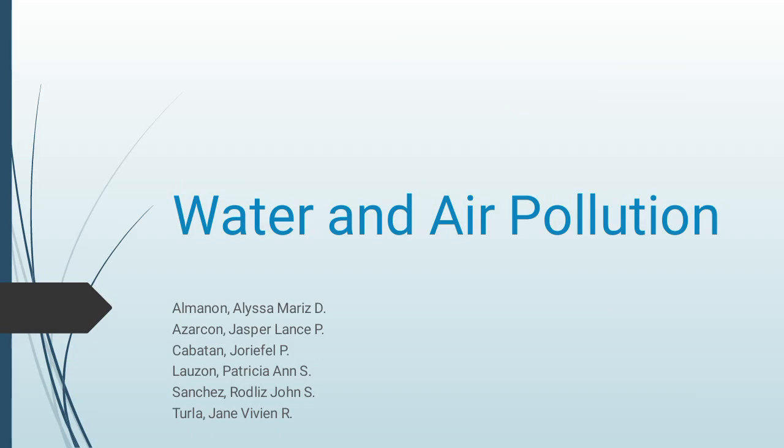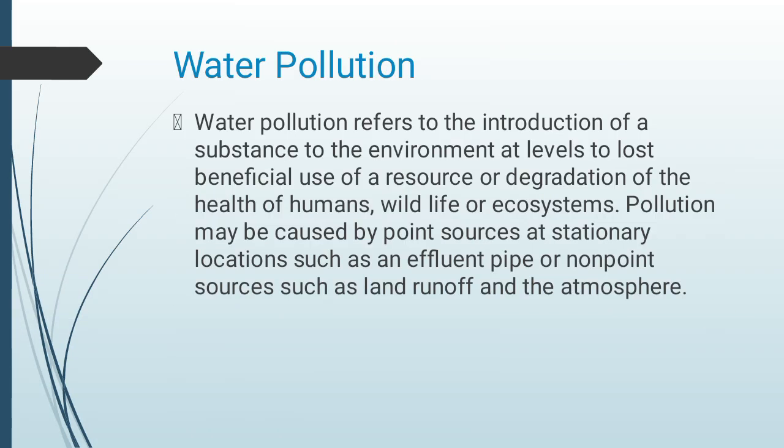Water and air pollution. Water pollution refers to the introduction of a substance to the environment at a level that leads to loss of beneficial use of a resource, or degradation of the health of humans, wildlife, or ecosystems. Pollution may be caused by point sources at stationary locations such as an effluent pipe, or non-point sources such as land runoff and the atmosphere.